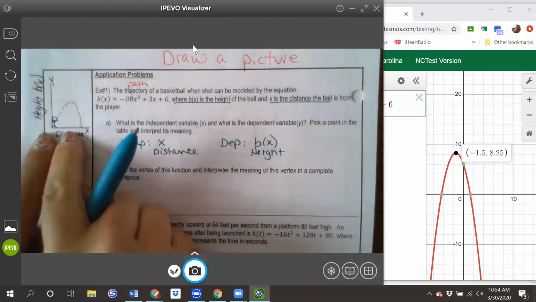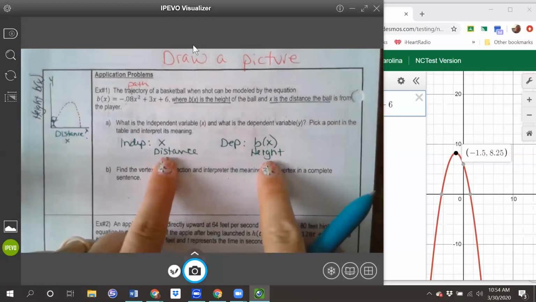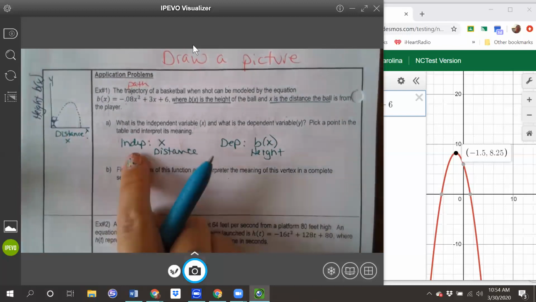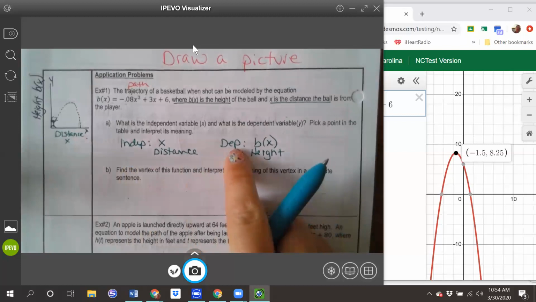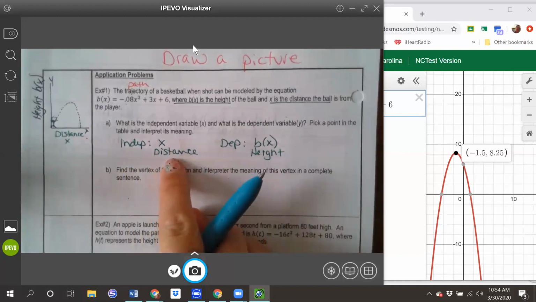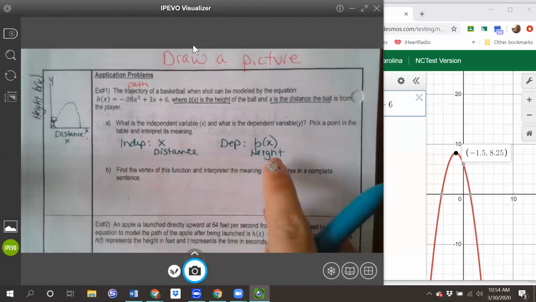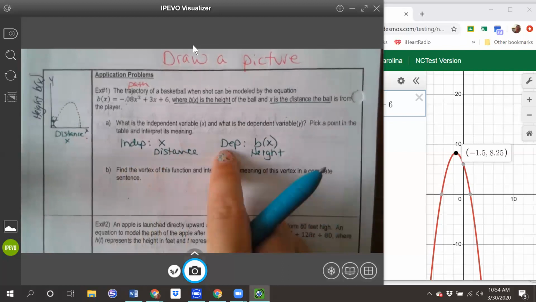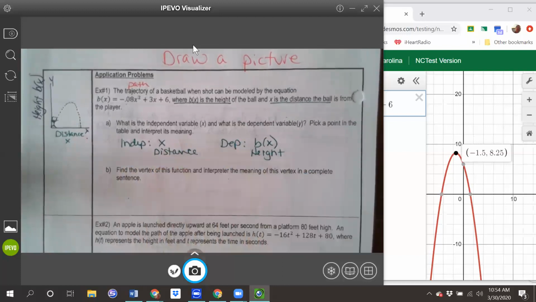So I have my picture, which helps me determine who is X and who is Y, who is the independent variable, who is the dependent variable. So the distance away from the player and the height of the ball, the height is dependent on the distance from the player.